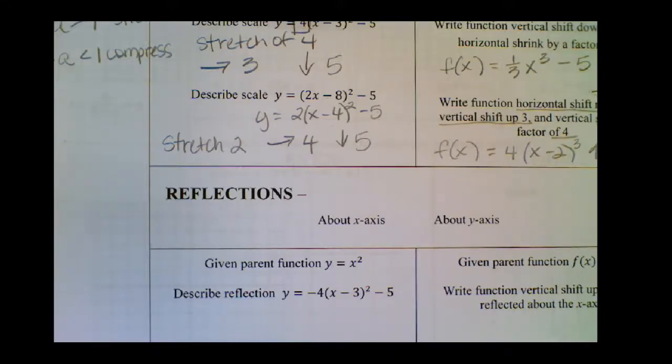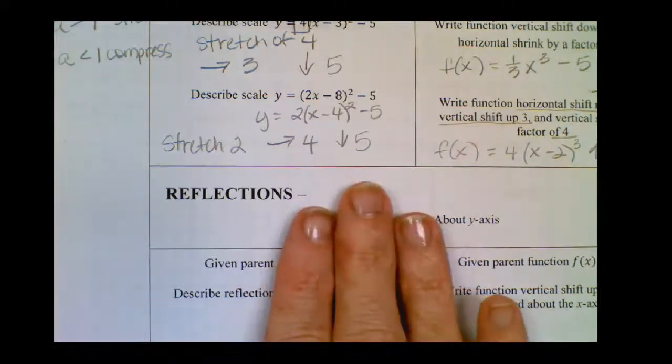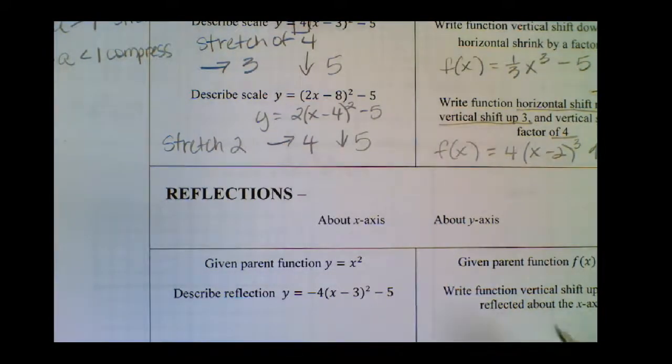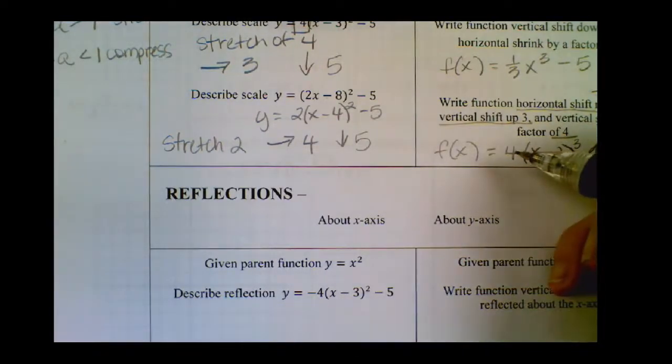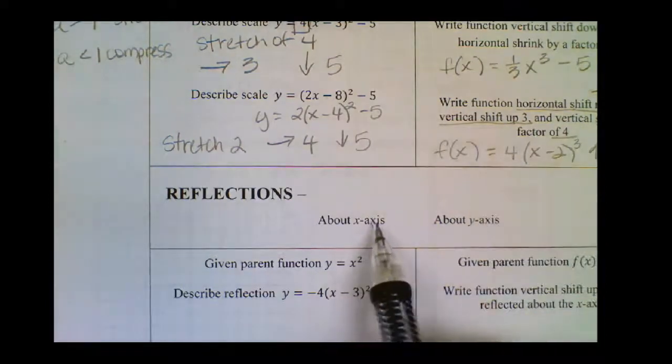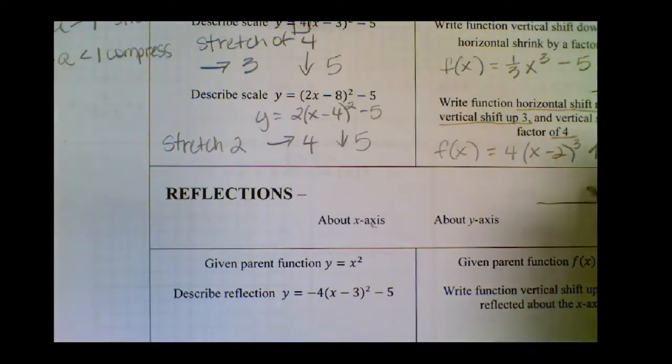So we've done reflections before, but typically we have only done them about the x-axis. So we need to talk about the y-axis a little bit. So we've had, for example, a parabola here, and then when we flipped that front number to negative, it flipped it upside down like that. Now we've got to talk about the y-axis also.